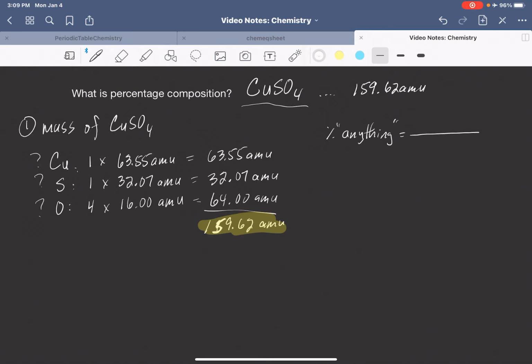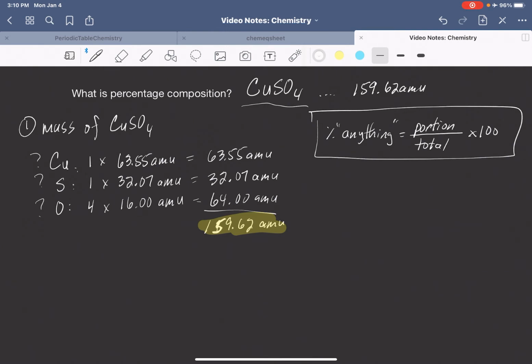On the denominator, the bottom, you always have your total on the bottom, which represents all of it that could be there, right? That 100%. And then on the top, you always have the portion, the amount that you're counting. And then, of course, to make it a percentage, you always have to multiply by 100. This basic concept you've been taught for years. Now we're just going to apply it here, all right?